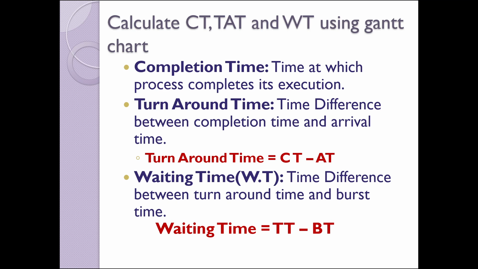Let's calculate the completion time, turnaround time and waiting time. Completion time is the time at which the process completes its execution. For turnaround time, it is the time difference between completion time and arrival time. That is, turnaround time equals completion time minus arrival time. For waiting time, it is the time difference between turnaround time and burst time.